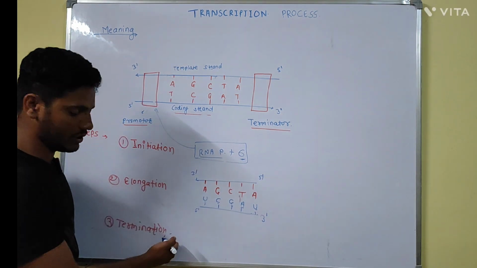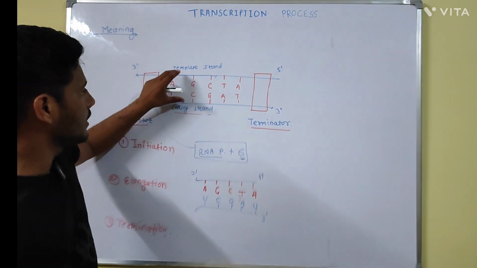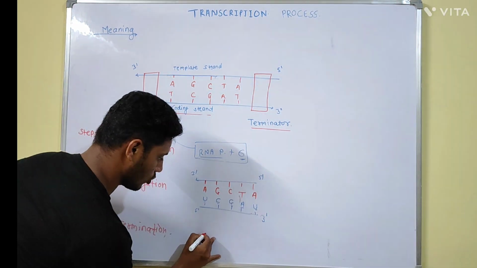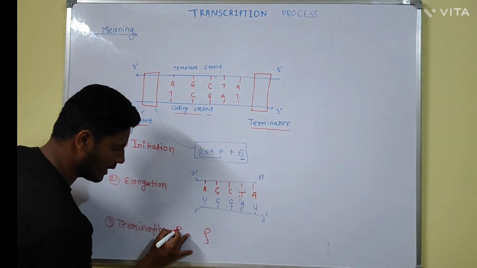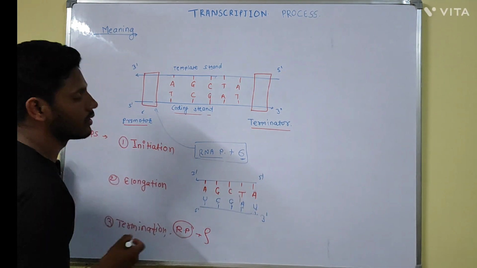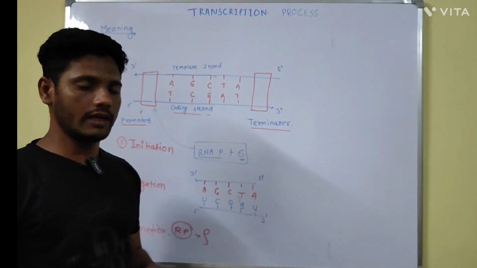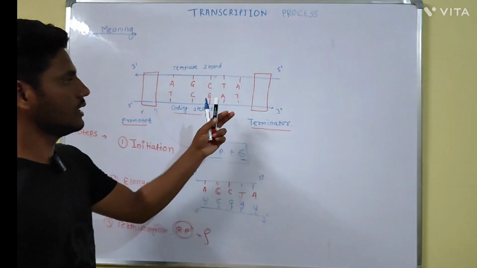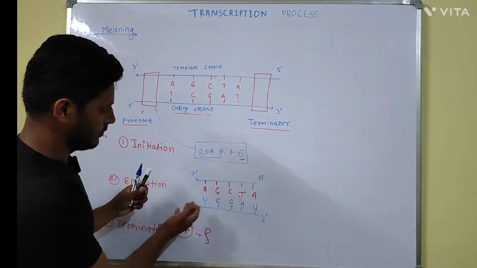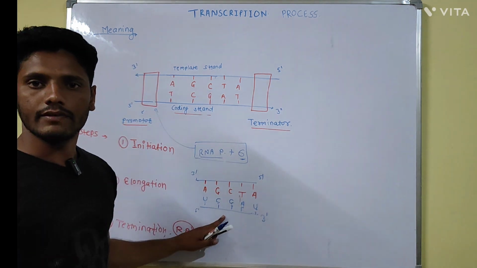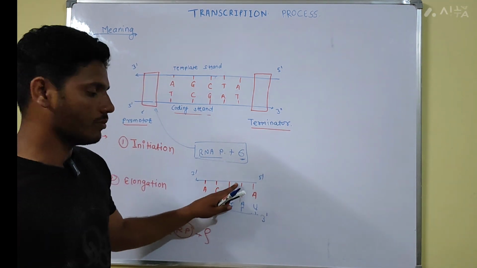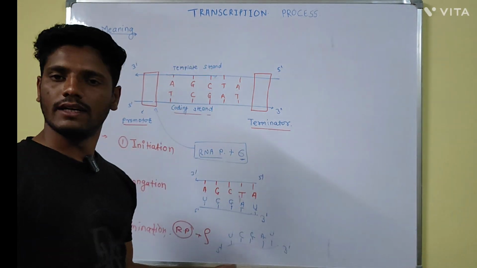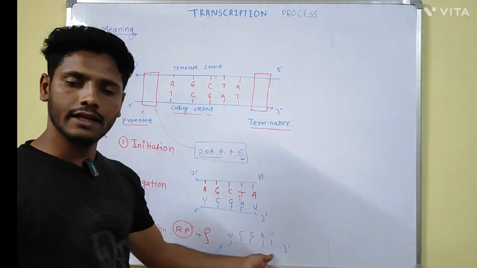The next step is termination. As the RNA polymerase reaches the terminator region, another factor, the Rho factor, plus the RNA polymerase enzyme, bind to the terminator region and the RNA polymerase dissociates from the DNA and falls off. Now the newly formed RNA gets separated from the DNA-RNA hybrid molecule. In this sequence, the process of transcription takes place and the new RNA is formed.